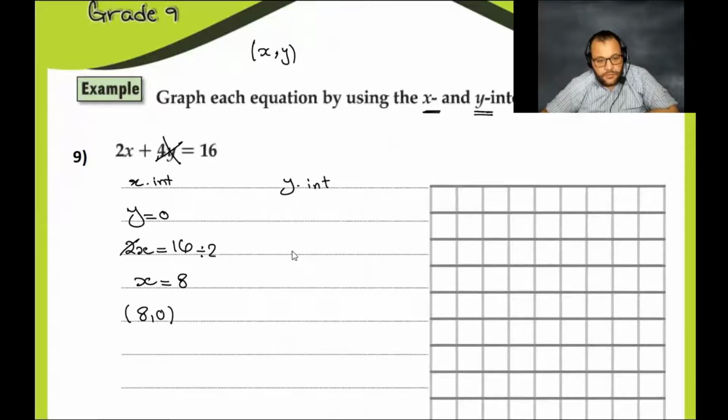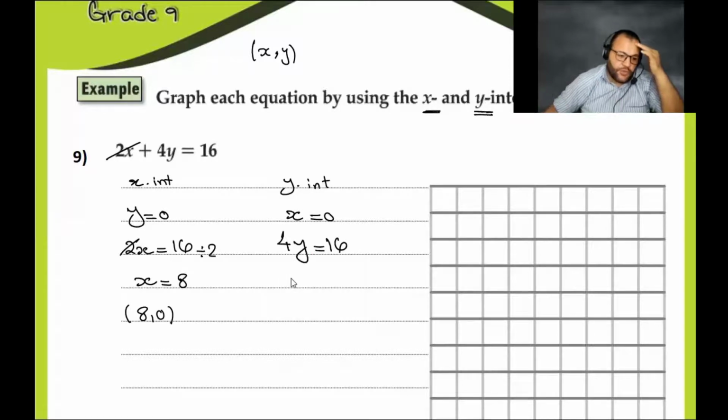Okay, so we'll multiply the 2 times 0, so the x term will be cancelled out. To find the y-intercept, we find the value of y when x equals 0. Just replace x with 0, so it will be cancelled out. The remaining will be 4y equals 16.